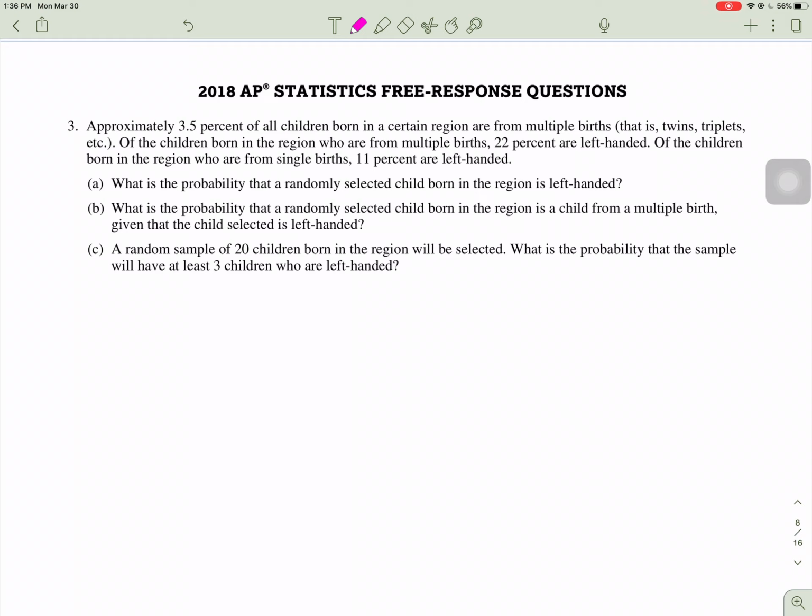So question A says, what is the probability that any randomly selected child in the region is left-handed? So really, that means we have to think about the children who are from multiple birth and left-handed and from single birth and left-handed. We're going to have to add those together since those are mutually exclusive.